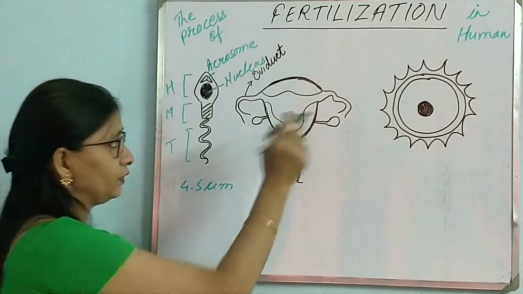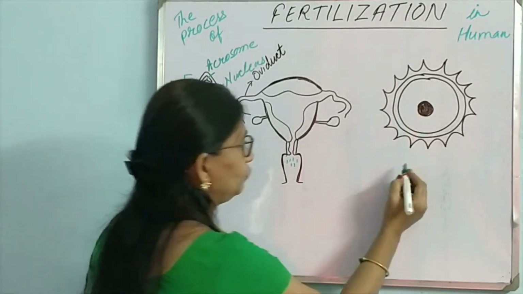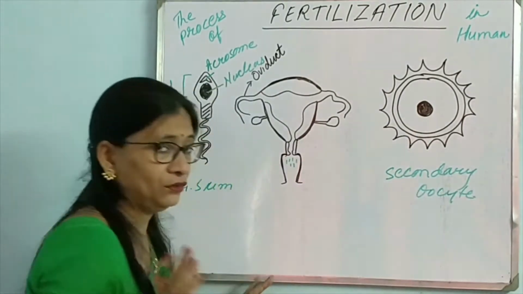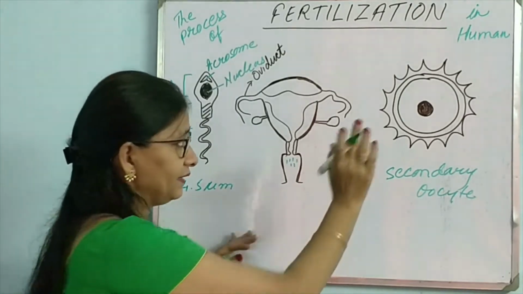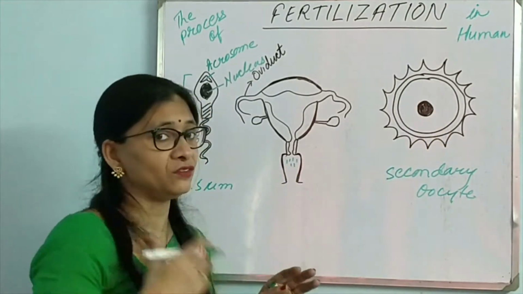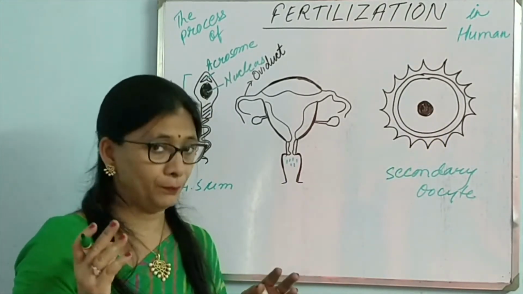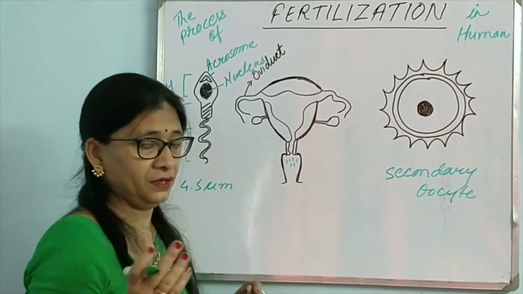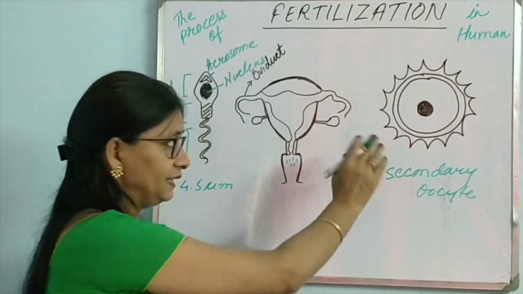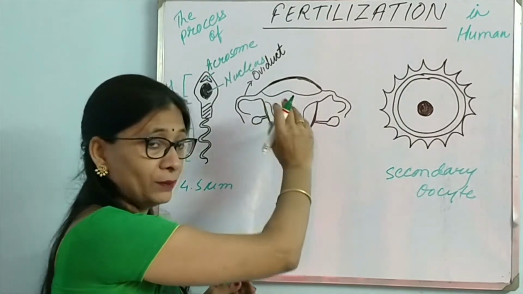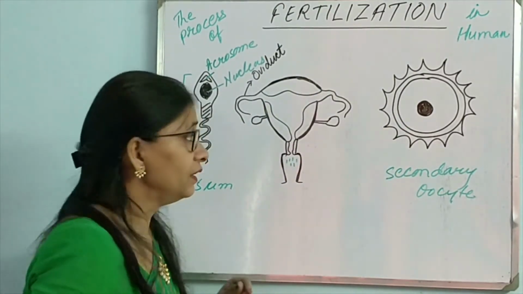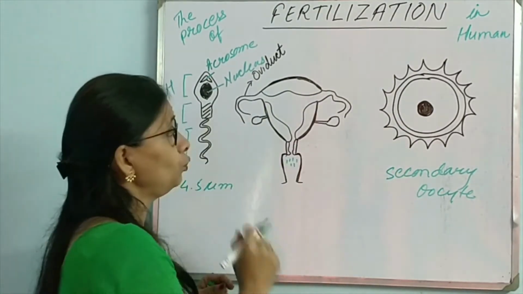Now let us talk about the egg cell. Egg cell, this is known as secondary oocyte. It is not yet an egg cell. Keep this in mind. It is secondary oocyte because the nucleus has not finished its process of meiosis. It is still held up in meiosis 2. It has released only one polar body. One more polar body needs to be released. So it is secondary oocyte.